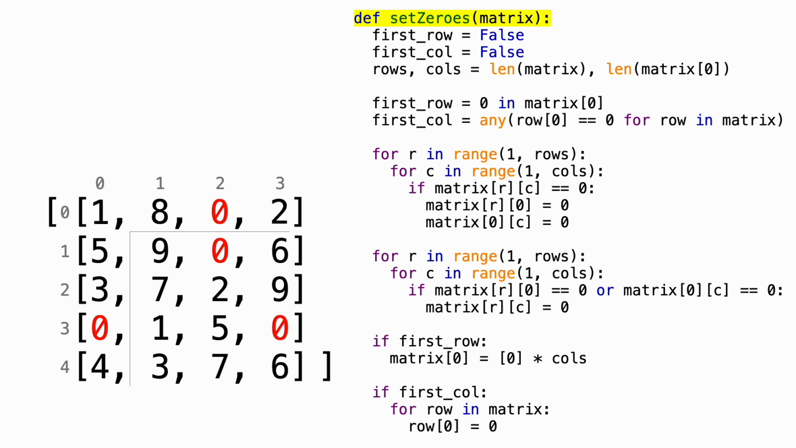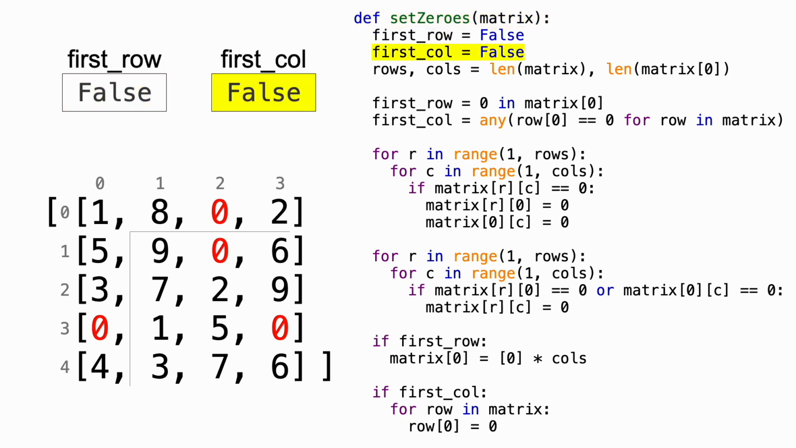We'll first create our two booleans, first row and first col, and initialize them to false. Remember, these will be used as indicators for only the first row and first column. Let's also grab the number of rows and columns and store them in variables. Rows will be the length of the matrix. Since there are 5 inner lists inside of the outer list, rows will equal 5. Cols will be the length of the first inner list in the matrix, and since each inner list contains 4 elements, cols will equal 4.